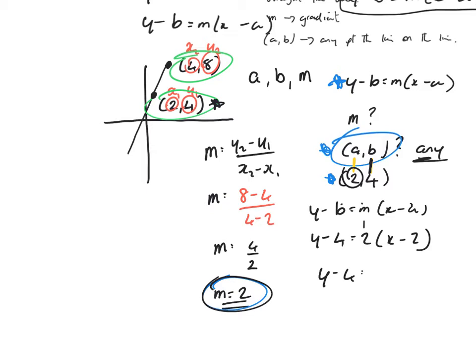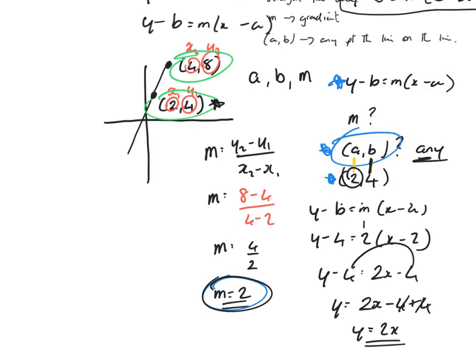Okay, y minus 4 is equal to 2x minus 4. I can then bring that across to the other side, change sign. That minus 4 will go across, become plus 4, and that's y equals 2x minus 4 plus 4. These two cancel out to give me a final answer, which is y equals 2x.